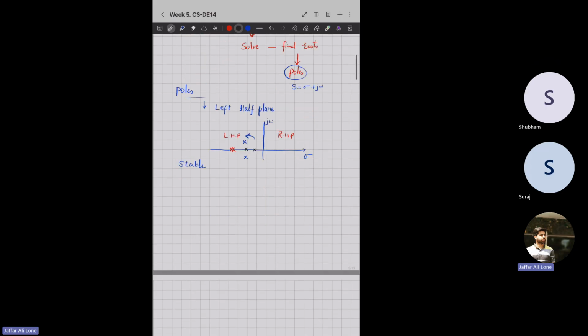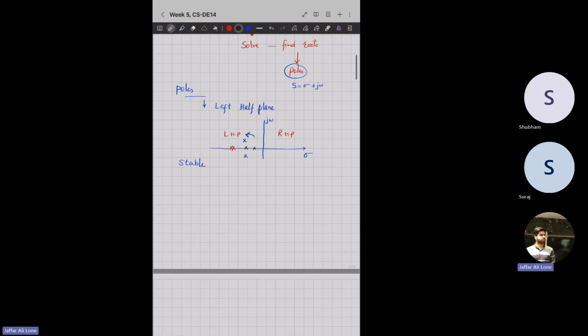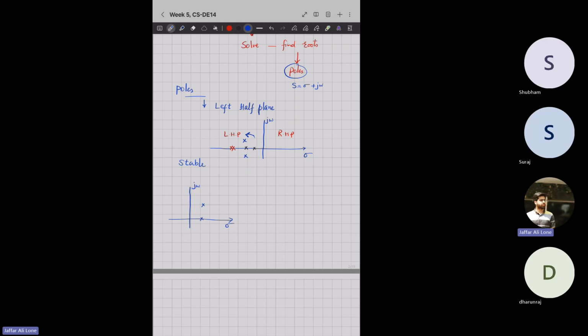Now, if any of the poles, sigma j omega, if any one of the poles is in the right half plane, then my system becomes unstable. I don't care then where the other poles are. If any of my poles is in the RHP, my system is unstable. Perfect. Now what is left?